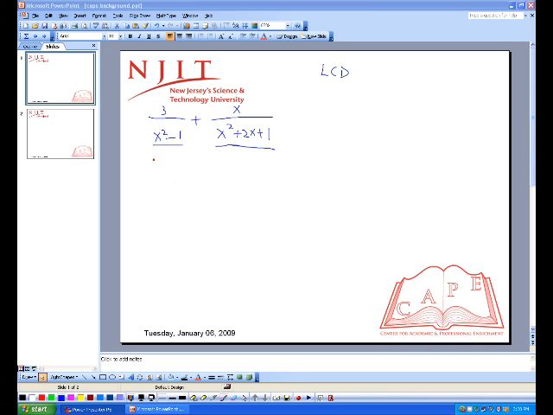So you want to factor both terms out completely into the simplest form. So x squared minus 1 will be x plus 1 times x minus 1, plus x plus 1 and x plus 1. So the least common denominator should be x plus 1 squared times x minus 1.